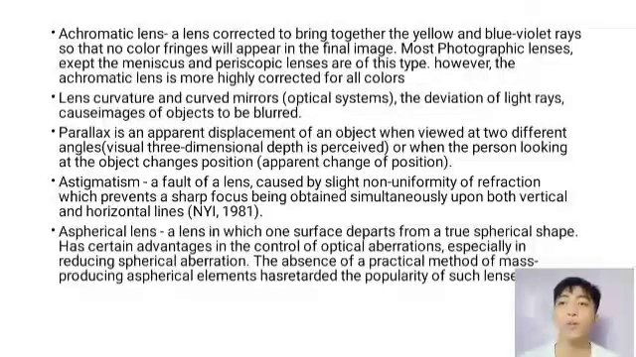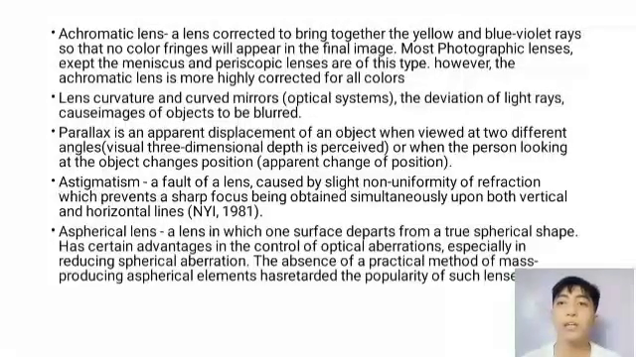Lens curvature and curved mirrors. The deviation of light rays causes the image of the object to be blurred. Parallax is an apparent displacement of an object when viewed at two different angles. Three-dimensional depth is perceived when the person looking at the object changes position. Astigmatism. A fault of a lens caused by slight non-uniformity of refraction which prevents a sharp focus being obtained simultaneously upon both vertical and horizontal lines.